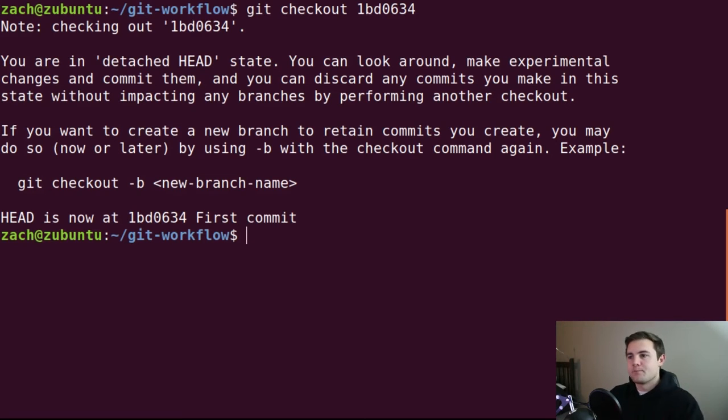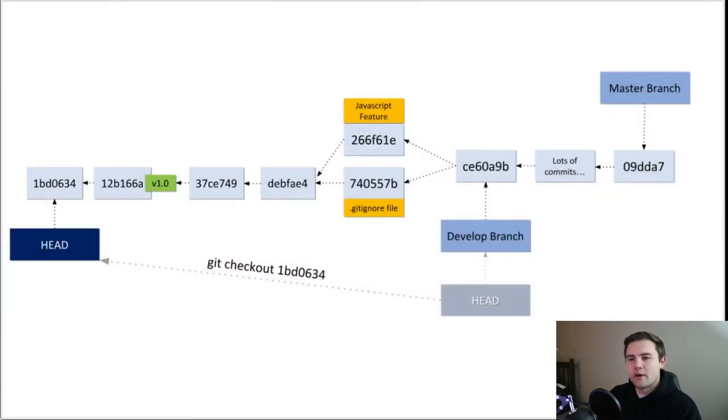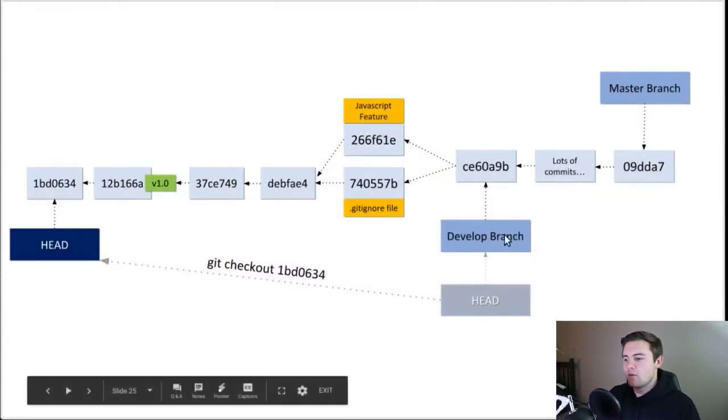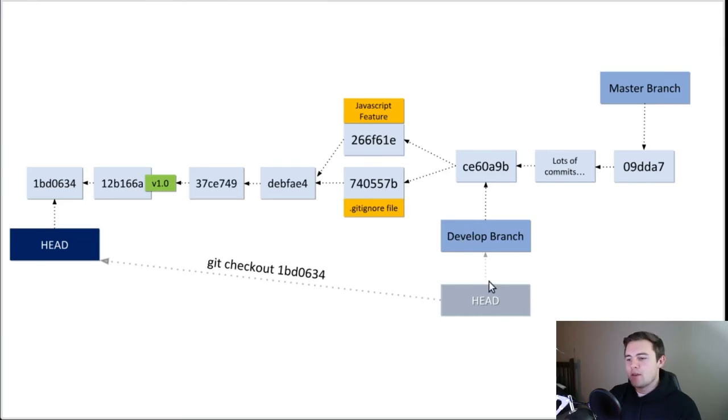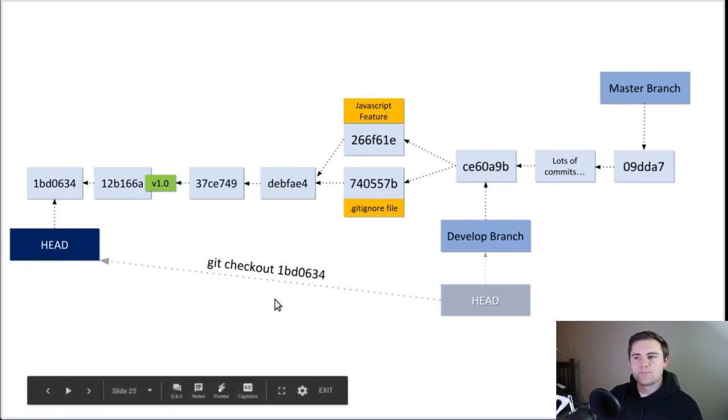So I'll go back to the PowerPoint, and you can see that we were originally pointing HEAD at the develop branch, and then we checked out this first commit. And so basically what happened is the HEAD got moved over to the first commit, and we're no longer pointing at any of the branches in the repository.